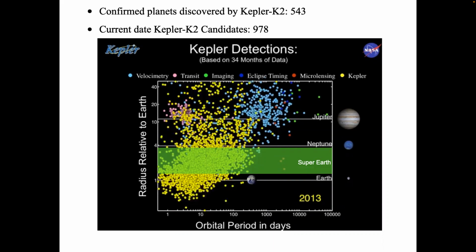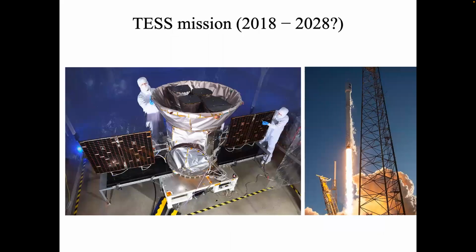Super-Earths are planets with a radius between the radius of the Earth and the radius of Neptune. And we don't have these planets in our solar system. This tells us that our solar system is rare in comparison with the other planetary systems that we found.